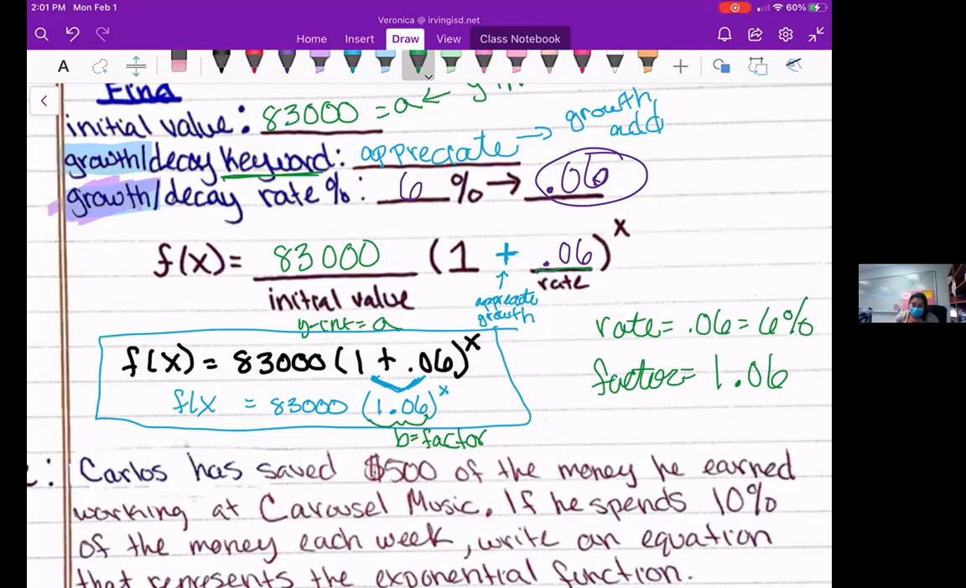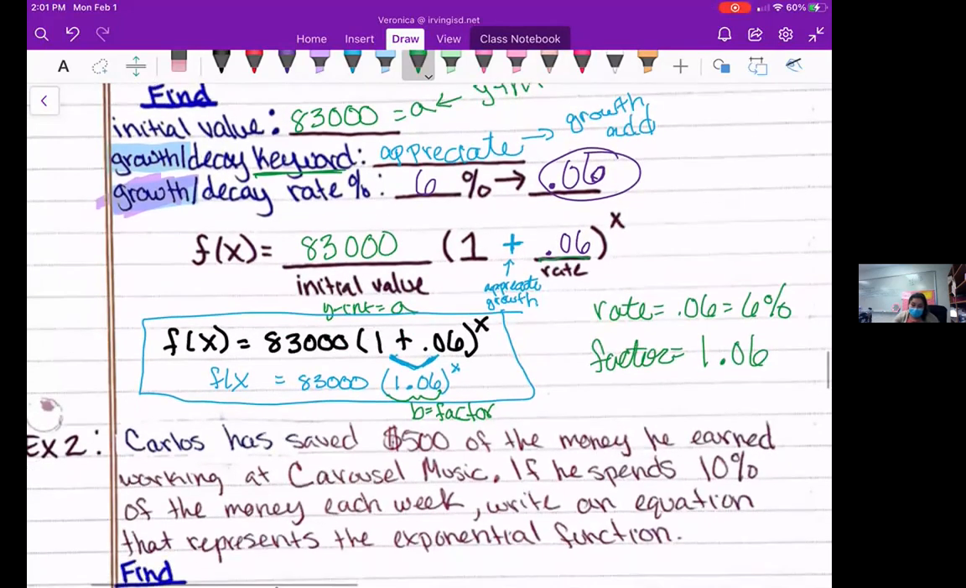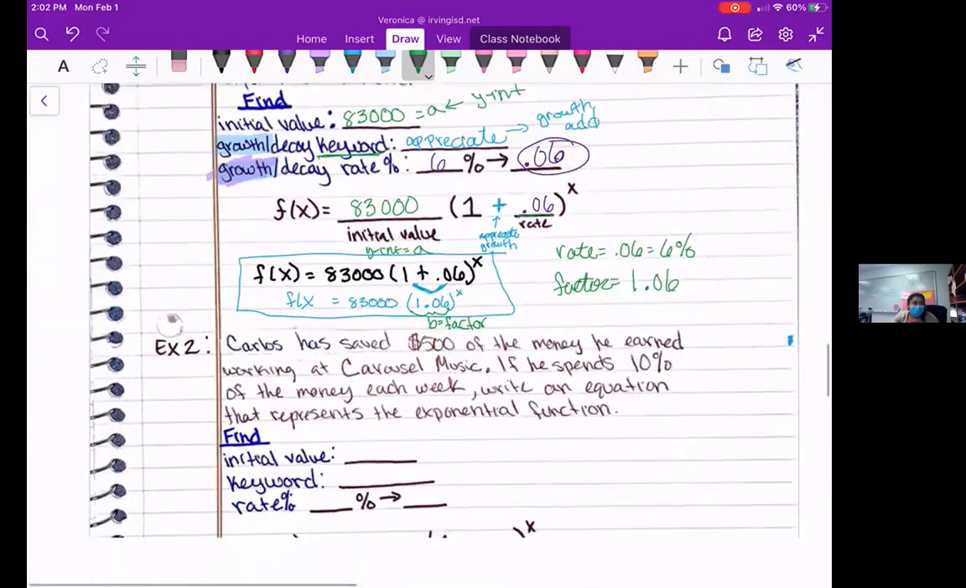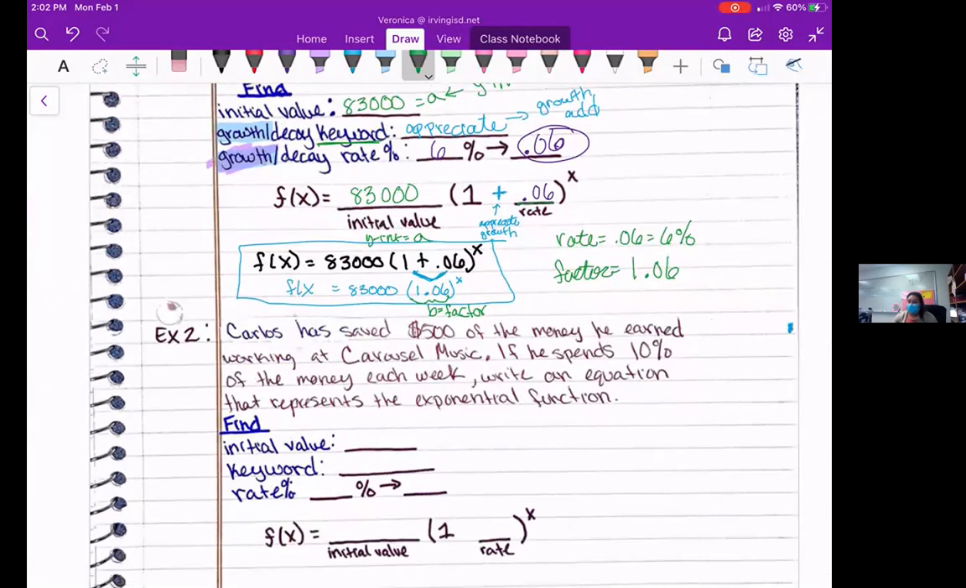Okay, so for example 2, I'm going to give y'all let's go with 2 minutes to do that on your own, and then be ready to type the answers as I ask you to type them in. So 2 minutes, go.